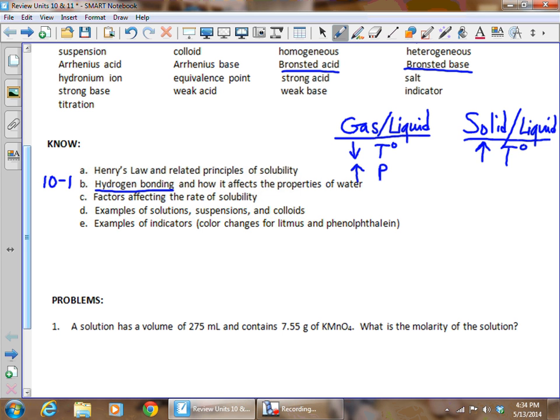As far as factors affecting the rate of solubility, remember that if you want to increase the rate of solubility, you're going to heat the solution. That's different from increasing solubility; this is increasing how fast something dissolves. Heat it, stir it, and decrease the surface area.